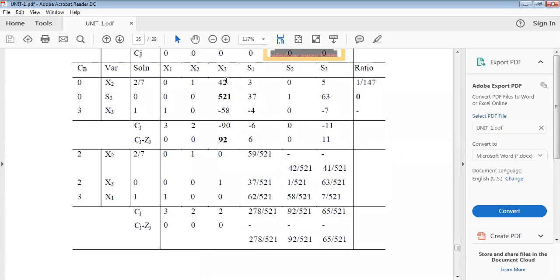Maximum positive value, this should be. But he has considered 0 divided by 521. So there is something wrong in this particular case. So this is the key element. This has to be 1, with the 0. He has to mark it.